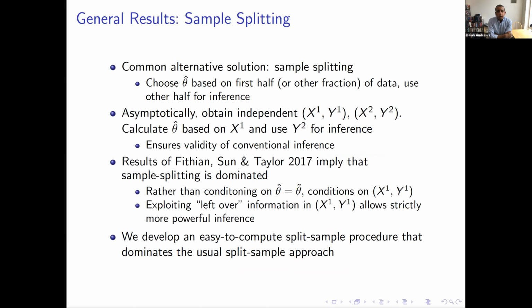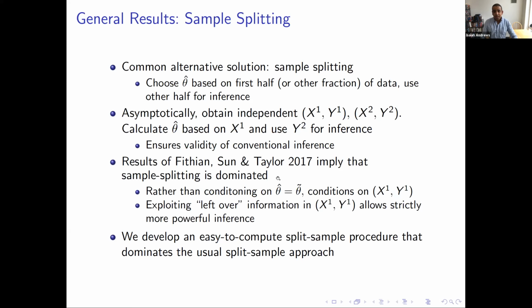Now, I do want to say a word on a common alternative, or one natural solution to deal with this issue, which is sample splitting. So for sample splitting, you could think, for instance, of choosing theta hat based on the first half or other fraction of the data, while using the other half or other fraction of the data for inference. Asymptotically, what this looks like is getting independent x1, y1 and x2, y2, where I'll calculate theta hat based on x1 and then use y2 for inference. Now, since x1 and y2 are independent, selecting the target parameter based on x1 doesn't mess up inference based on y2. So conventional inference is going to be valid in this setup.